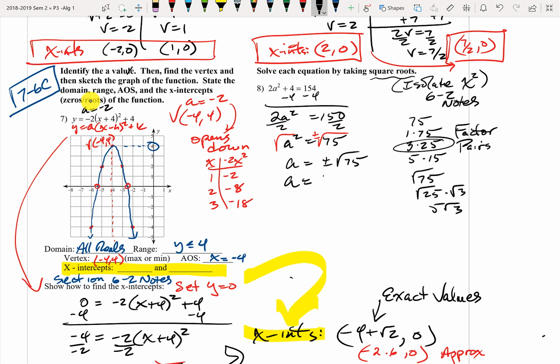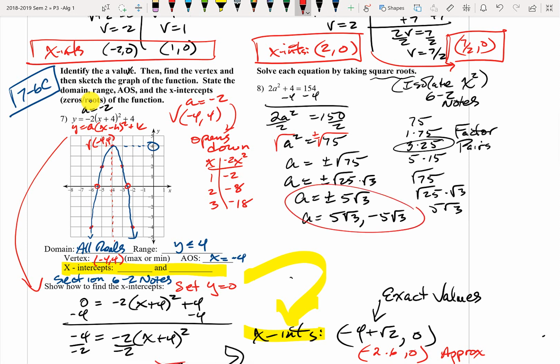So a is equal to plus or minus 5. Let me detail that out again. Root 25 times square root of 3, which means that a is equal to plus or minus 5 root 3. That's 2 answers here. A equals 5 root 3, negative 5 root 3. Okay, 2 results. All right, 2 solutions, not one. Quadratics have up to 2, either 2, 1, or 0 solutions.